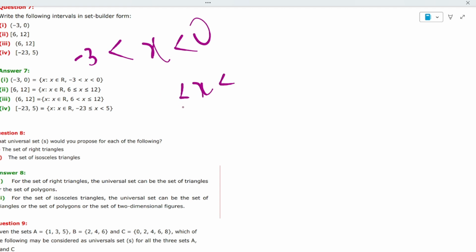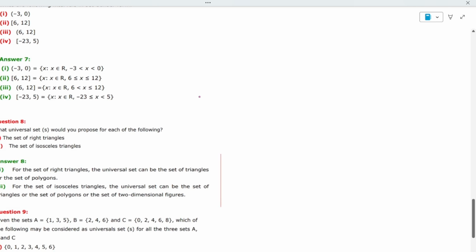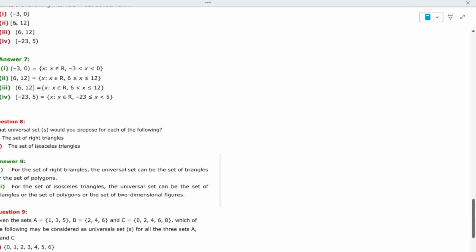When you are writing equal to, if they have given a closed square bracket, write equal to, or else you can move forward. Here they have given square brackets on both sides, so you mention equal to on both sides. Here they have given it only on the right-hand side for 12, so you mention it only there. Here they have given minus 23, so you mention minus 23.